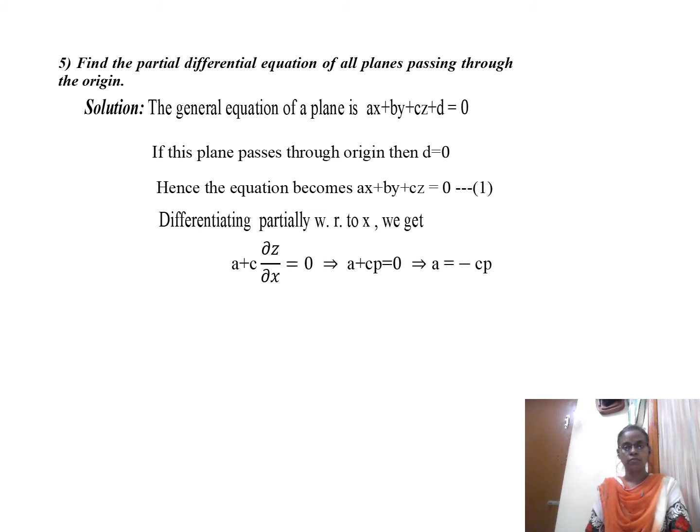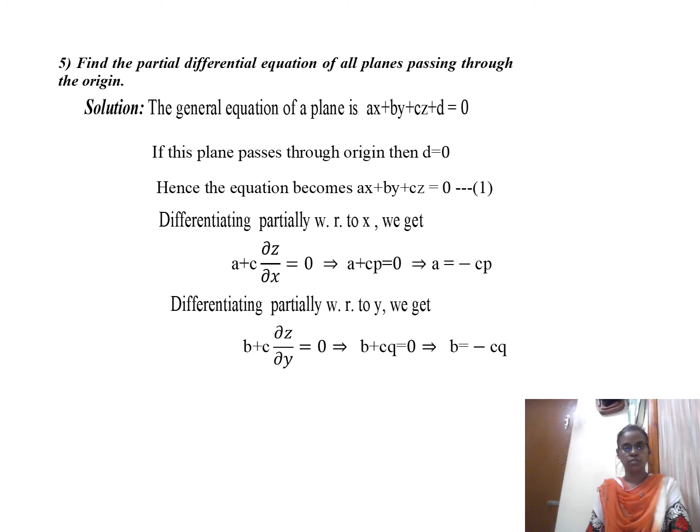Yeah, the same process now we are going to repeat with respect to y. So when we differentiate the equation 1 with respect to y, the first term ax is going to be a constant, so it's 0. Second, by when we differentiate, we get b plus c into z, when we differentiate, we get dou z by dou y equal to 0. So we know dou z by dou y is q. So the equation is b plus c into q equal to 0. From here we get b equal to minus c into q.